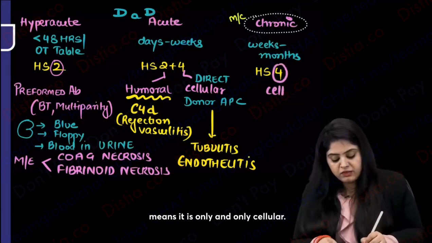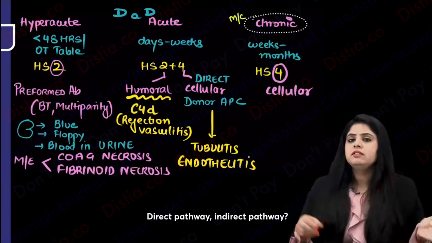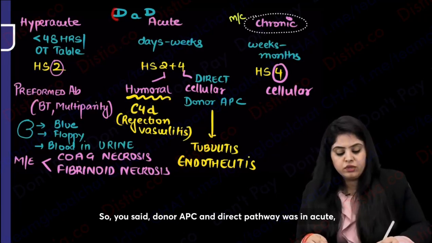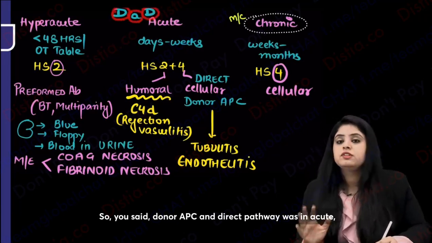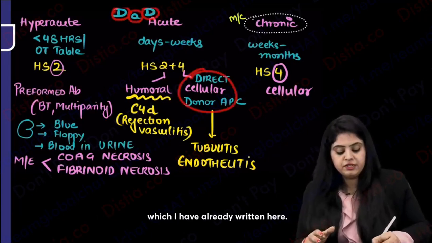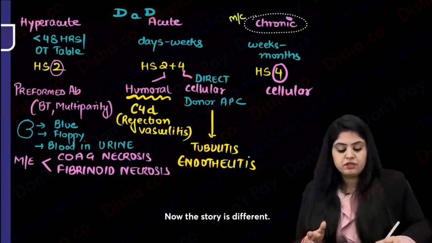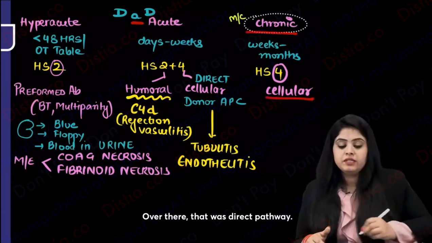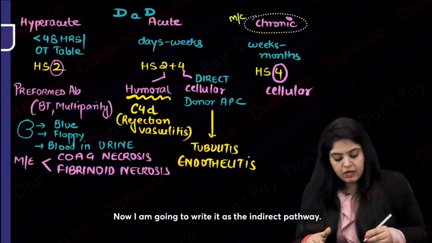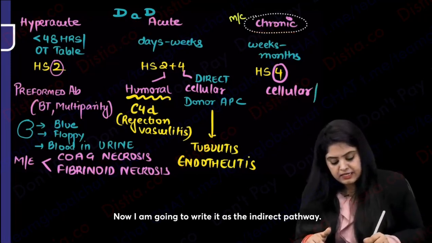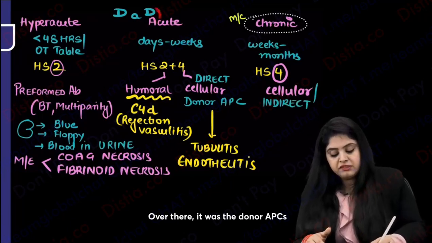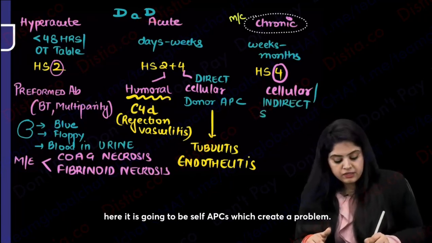Coming to the last one, chronic rejection, and it is hypersensitivity 4, meaning it is only and only cellular. But what cellular? Direct pathway, indirect pathway, donor APC, self APC. You said donor APC and direct pathway was in acute, which I have already written here. Now the story is different. Over there it was acute, here it is chronic. Over there that was the direct pathway, now I'm going to write it as the indirect pathway. Over there it was the donor APCs which were creating a problem. Here it is going to be self APCs which create a problem.